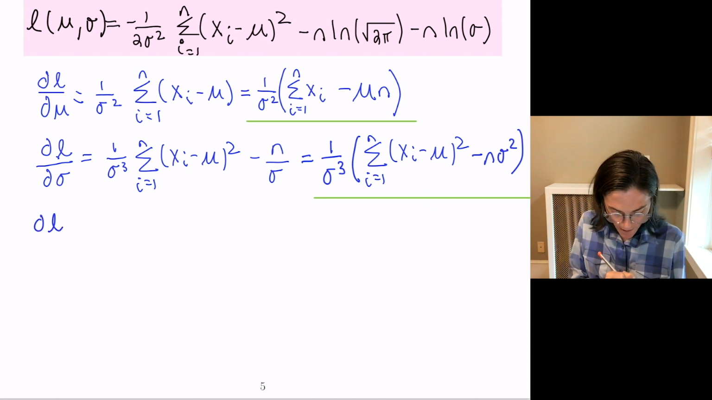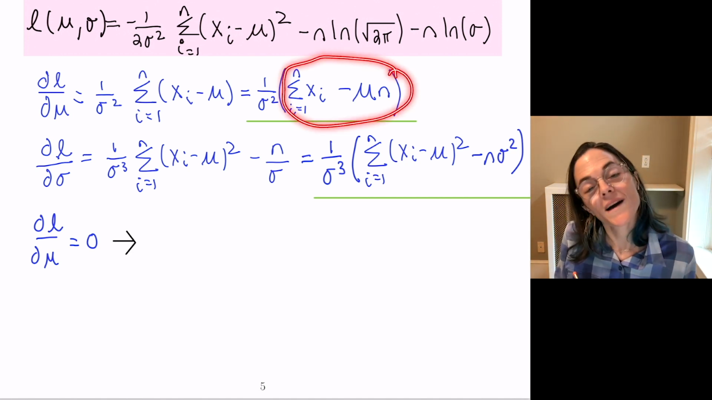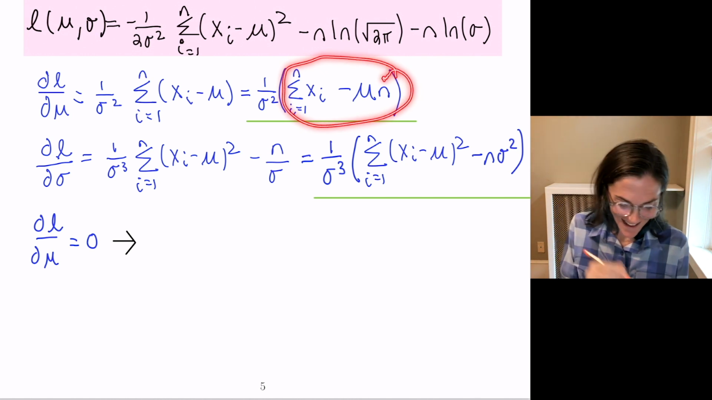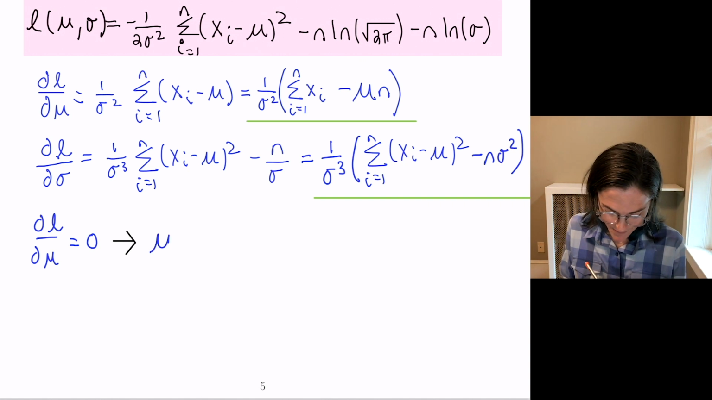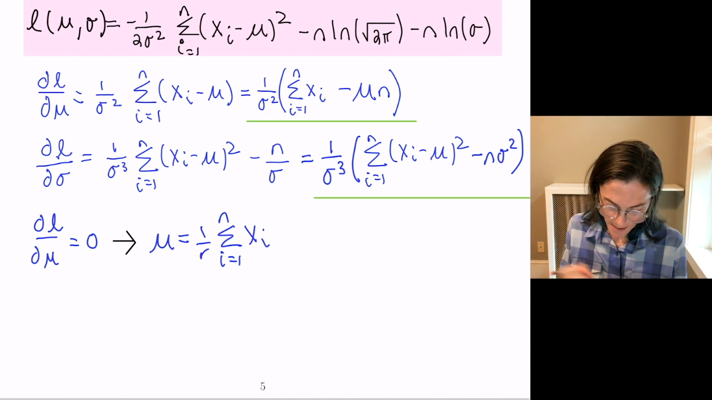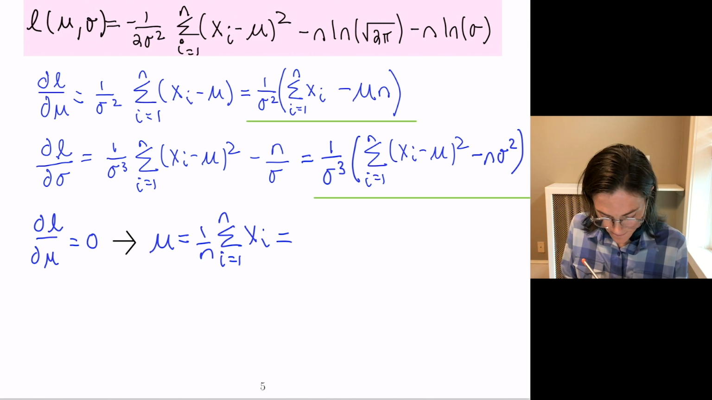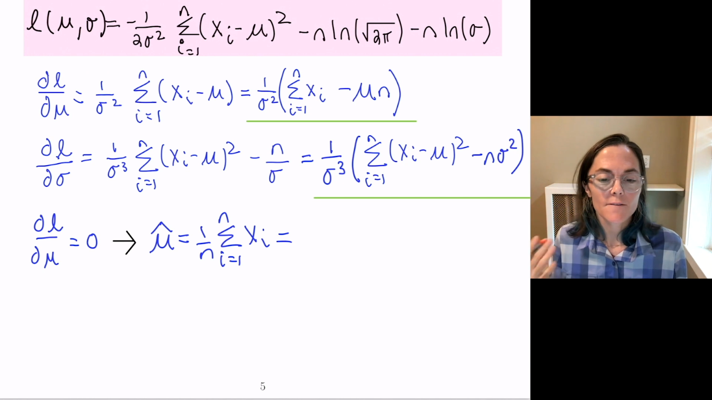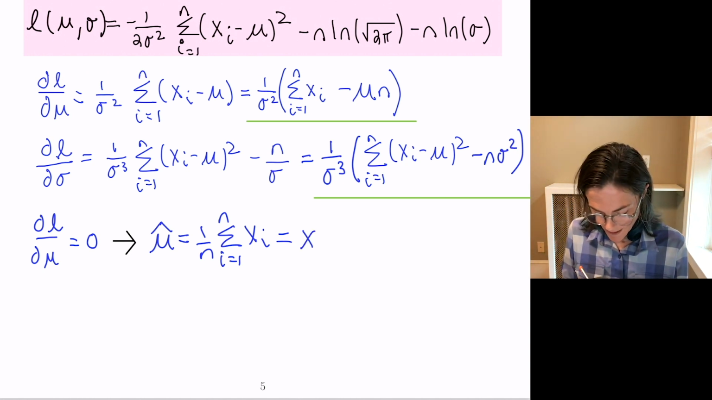So partial L with respect to mu equals 0. What do we get? We just set this part to 0. So 1 over sigma squared is never 0. And you notice we get mu. How great is that? We get that mu is the sum i equals 1 to n of xi, and then divide this by n. So this MLE estimator, when you're working with normal observations, is just the sample mean.